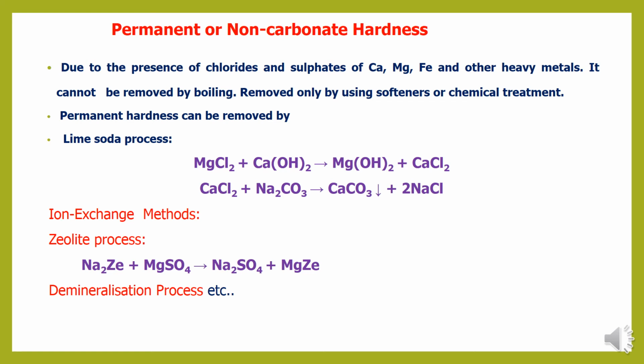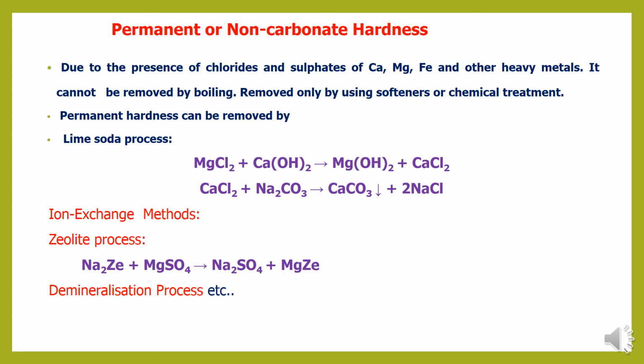And talking about the methods that are involved, the first one that I am highlighting here is called the lime soda process. The equation is shown there. And the next one is called ion exchange methods. We have two major methods that are getting discussed. The first one is called the zeolite process. You see the equation there, Na2Ze plus MgSO4 giving rise to sodium sulfate plus magnesium zeolite. Sodium zeolite is the zeolite that is used here.